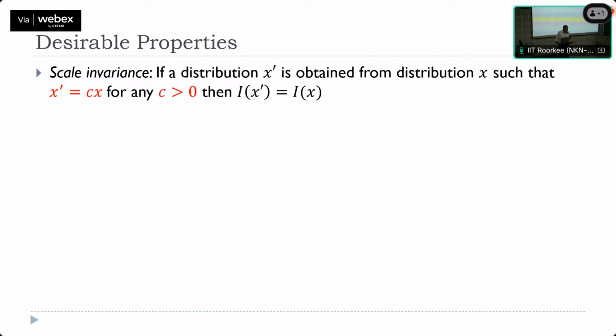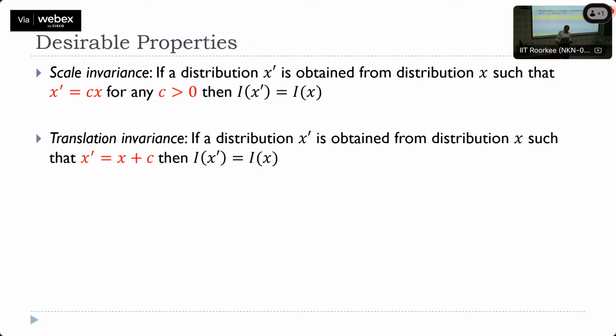That is a veil that policymakers use to justify certain things. Let me show you how. Here is another property, which is called translation invariance, which says if I add the same amount to everybody's income, inequality doesn't change. And there cannot be any measure that satisfies these two properties.